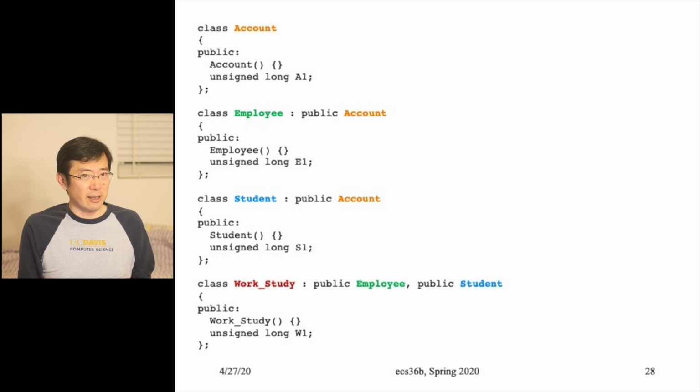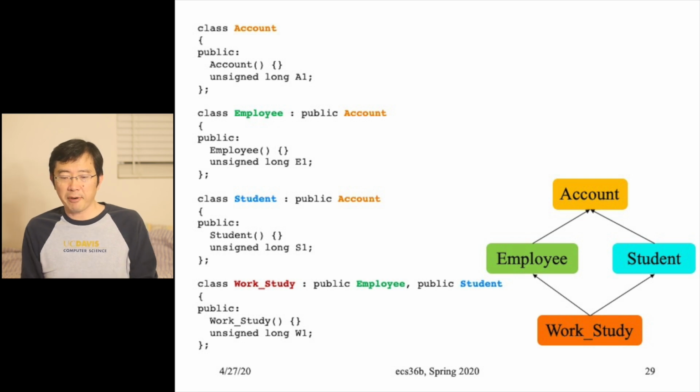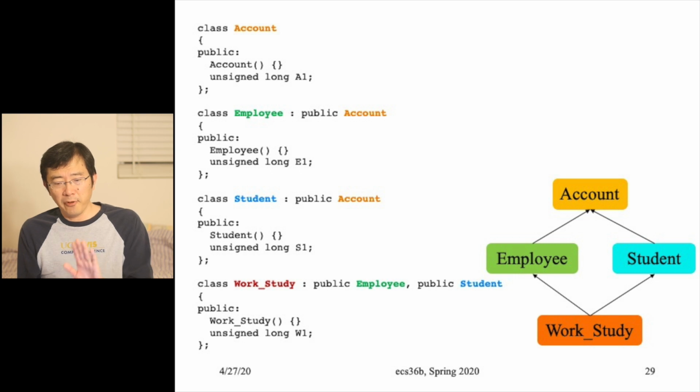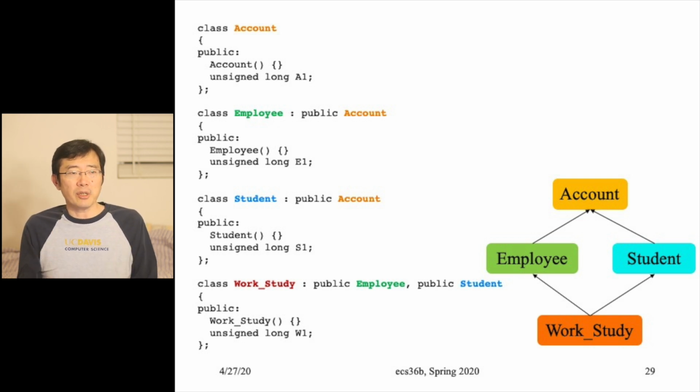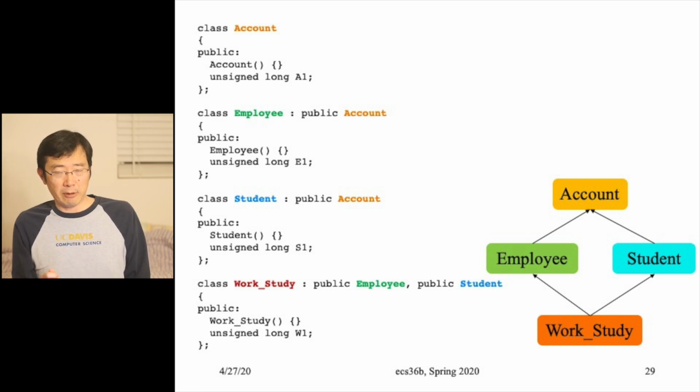When you first look at this layout, you might think, and some of you probably already think, that the relationship looks like this: work study inherits simultaneously from employee and student, and both of them inherit from account. When I draw the picture for this example, it looks like this. It represents not only the inheritance relationship but also the memory layout relationship, which is very important for knowing the difference between multiple inheritance and virtual inheritance.